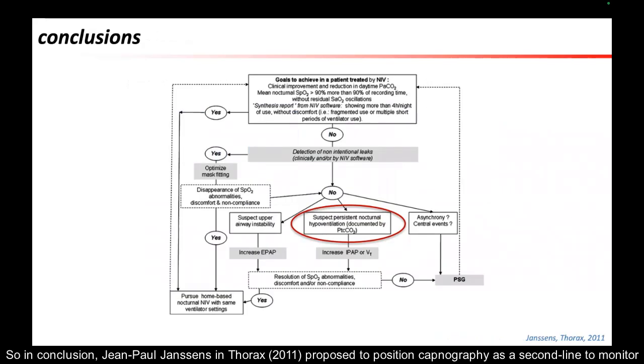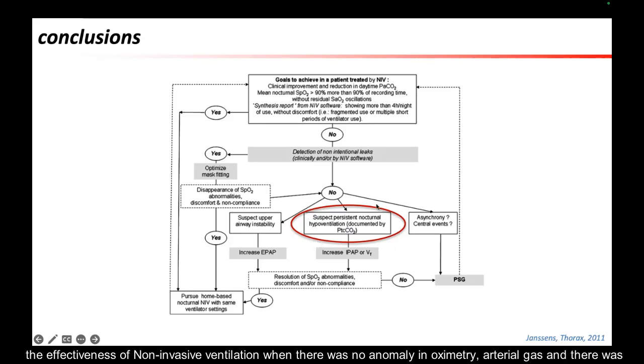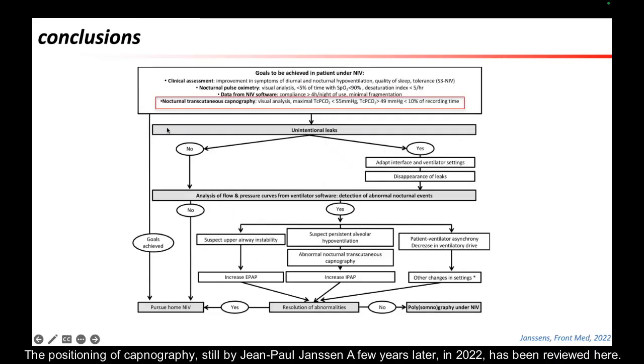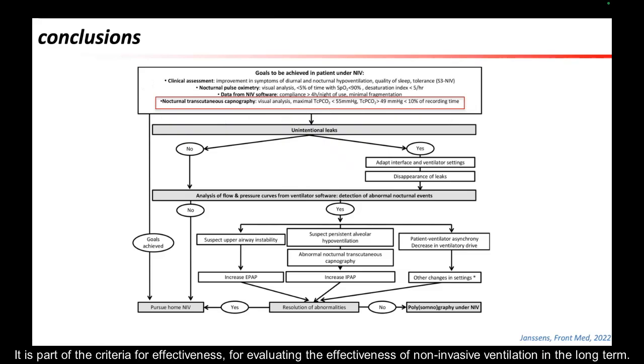So in conclusion, Jean-Paul Janssen in Thorax proposed to position capnography as a second line to monitor the effectiveness of non-invasive ventilation when there was no anomaly in oximetry or arterial gas, and there was no leak, when nocturnal hyperventilation was suspected. The positioning of capnography, still by Jean-Paul Janssen a few years later, in 2022, has been reviewed here. It is part of the criteria for evaluating the effectiveness of non-invasive ventilation in the long term.